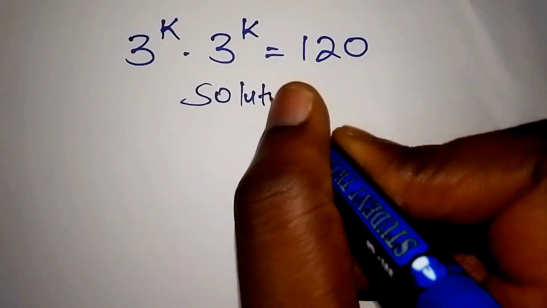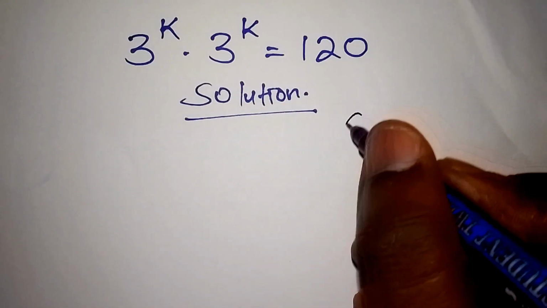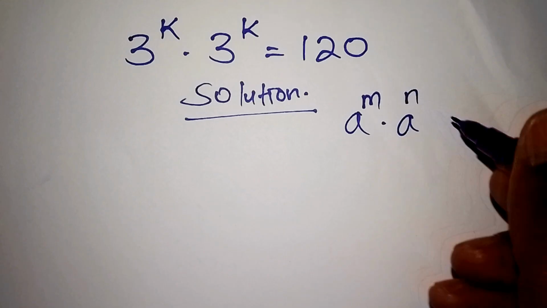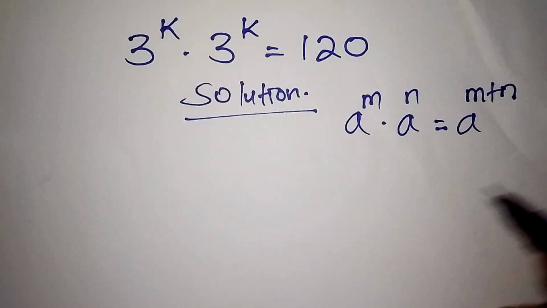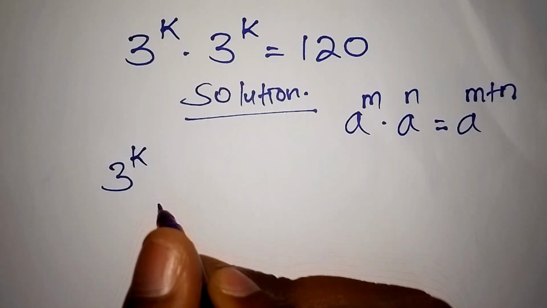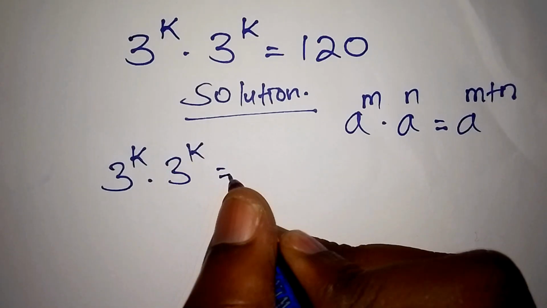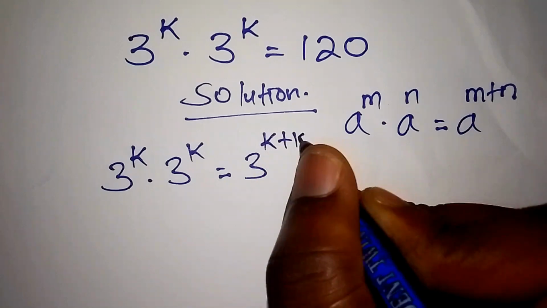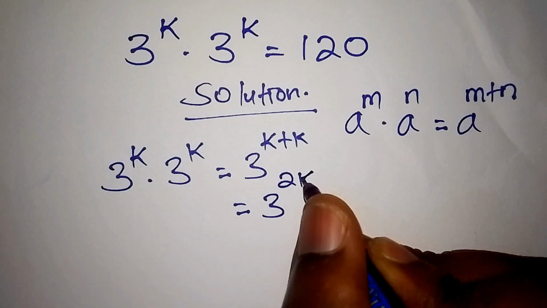On working out the solution to this maths problem, we take for an example, when you have a to the power of m, multiplied by a to the power of n. This shall be given as a to the power of m plus n. So that means we now have 3 to the power of k multiplied by 3 to the power of k. This shall be 3 to the power of k plus k, which is 3 to the power of 2k.